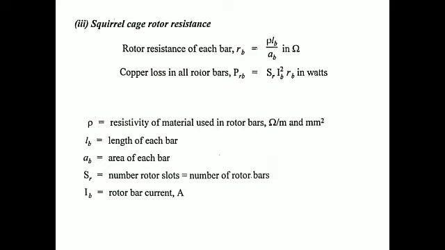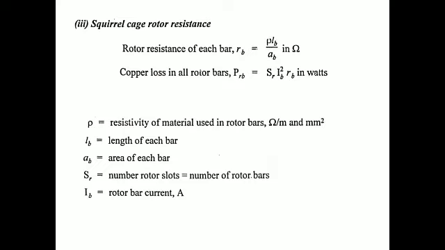The first one is the rotor resistance. Here, for calculating the rotor resistance, first we calculate for the bar. For the bar, the equation is R suffix B equals rho L by A. The same equation is there. Rho is the resistivity, L is the length, A is the area of the bar.